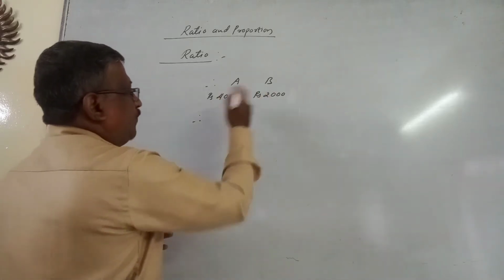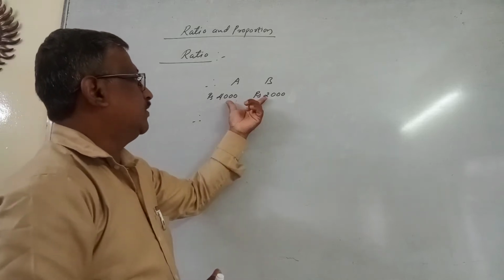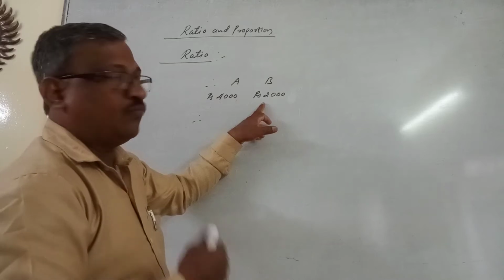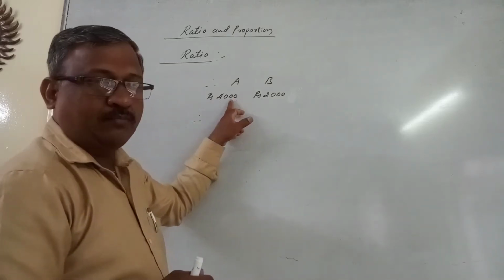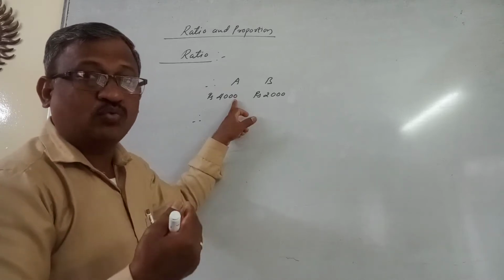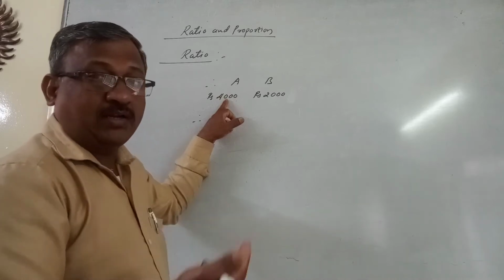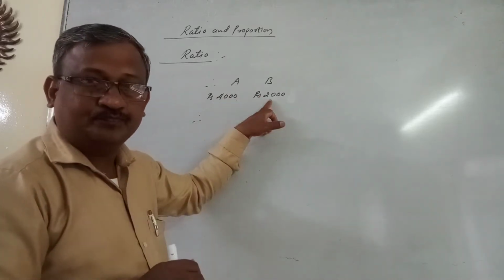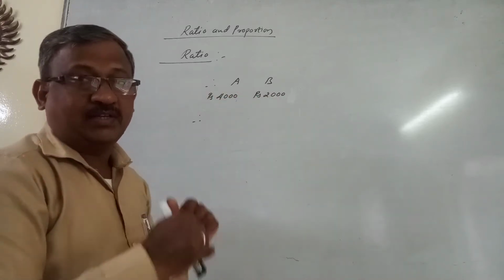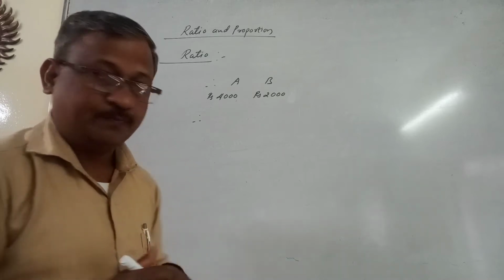I have given the income of A and B. So what do you understand here? From this, we understand that A's income is more than B's income. Or we can say B's income is less than A's income. To know this, to compare, we make use of ratio.